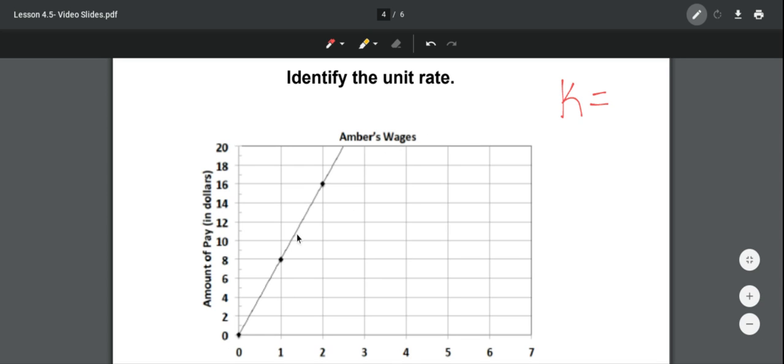In this particular line, we see that it is proportional because one of the points on the line is 0, 0. Now let's go to where x is 1 and determine what the point for y is. This point is represented by 1, 8. Therefore, our constant of proportionality would be 8.